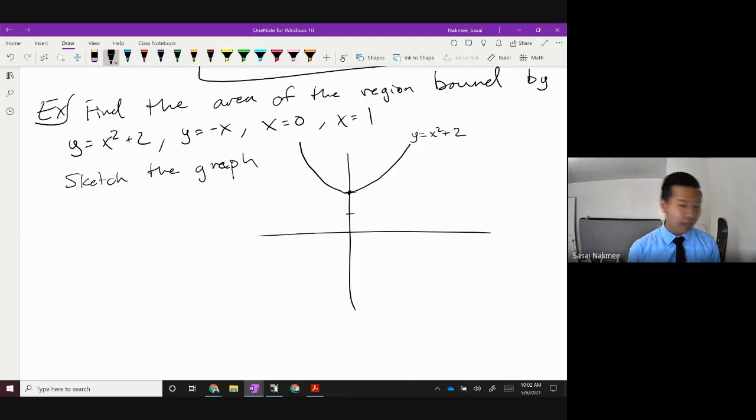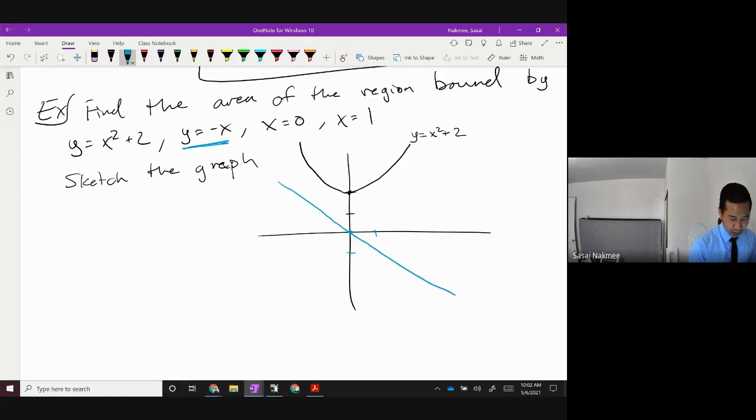Y is equal to negative x. Let's do that one in a different color, in blue. Y is equal to negative x is going to go through the origin. It has a slope of negative 1, which means it goes down 1 over 1, and it kind of just goes like this. And I say, I don't see any shaded region that's going to be here. Is it just from here all the way down to here? And I'll say, hold on, be patient. We're not done with the rest of the equations yet.